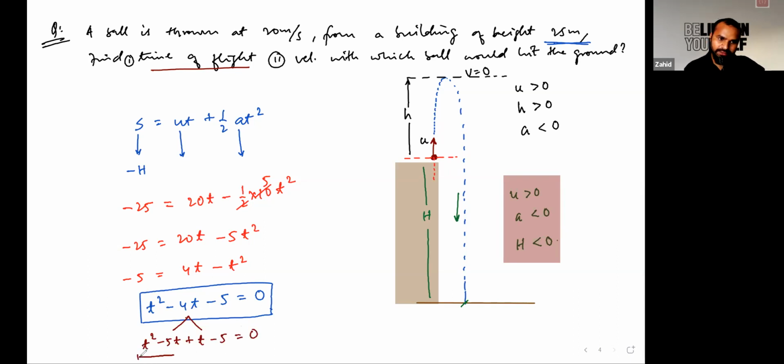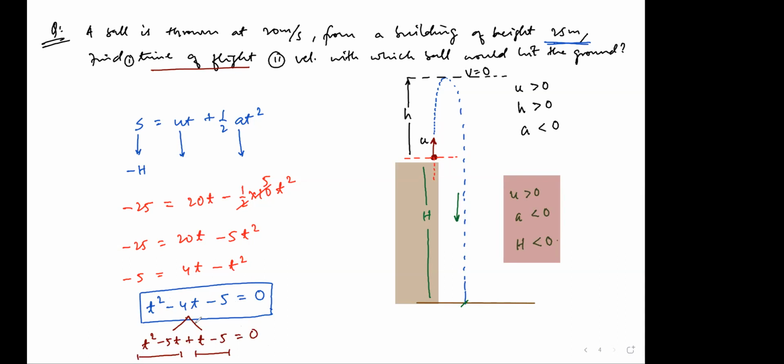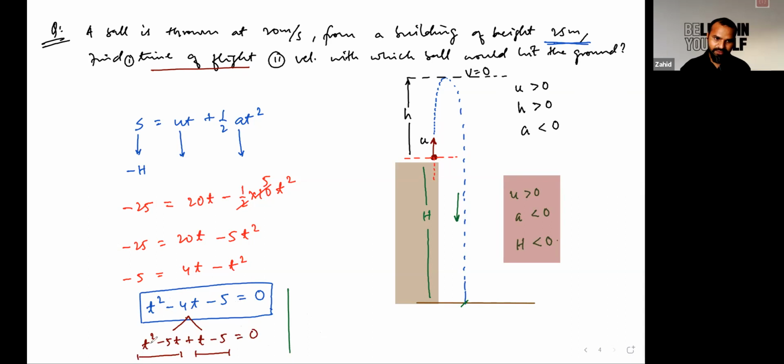Just take out common t from this part and take out common 1 from this part, and you will definitely get the result. Anyone have doubt in this particular situation, how I have splitted this middle section? No, sir. Okay, so if I take t as common, it will be t minus 5, plus 1 in common, so it will be t minus 5 equals 0.